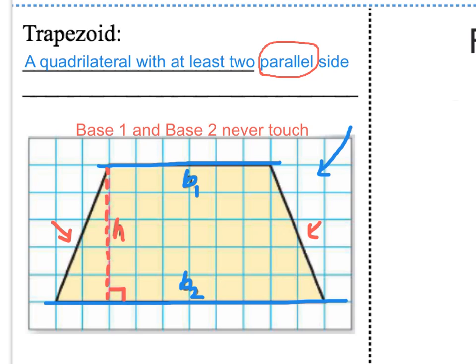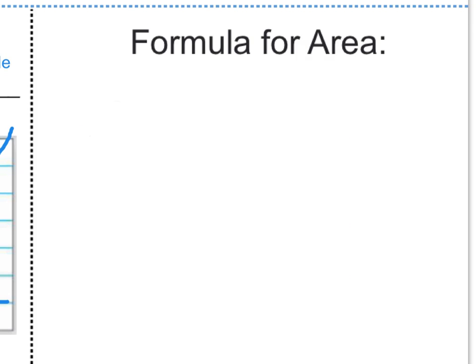Now because there's a grid behind this trapezoid, you can go ahead and count all the squares inside of the grid, and that would be the area of the trapezoid. But sometimes the problems won't give you the grid, so you're going to have to use the formula. There's two different ways to write the formula for finding the area of a trapezoid.